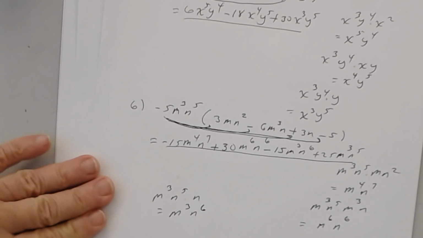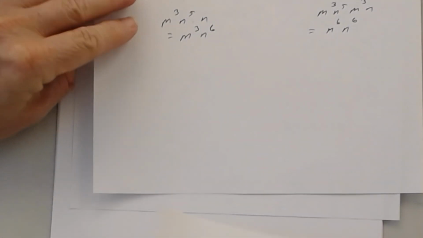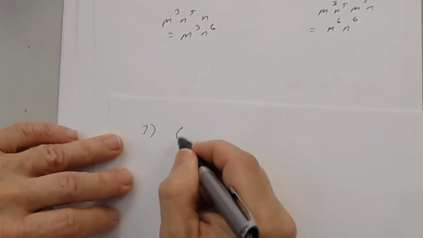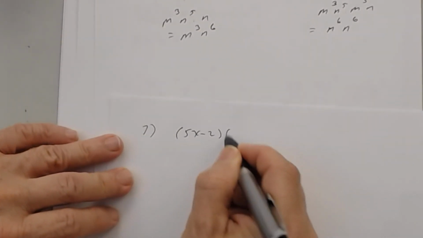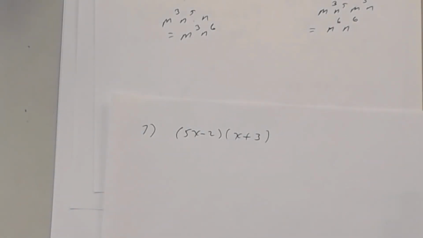All right, but then you also did this last semester. 5x minus 2 times x plus 3. You did that last semester. So if you look at the previous 6 problems, what property did you use? No, the previous 6. Distributive property. Use distributive property.